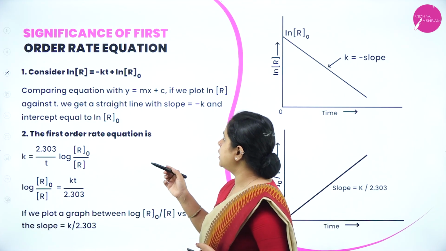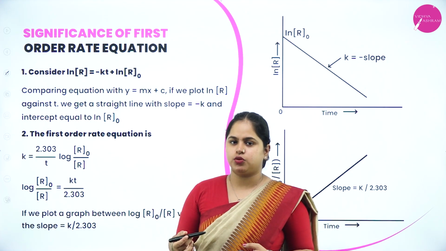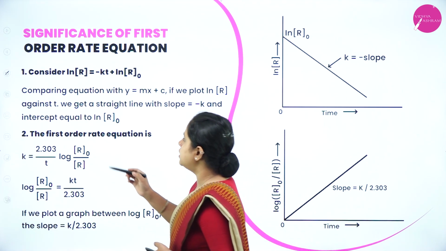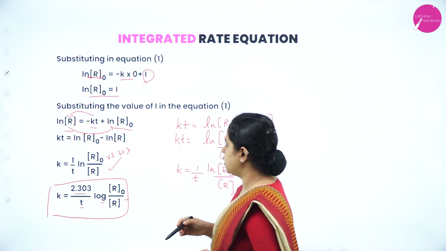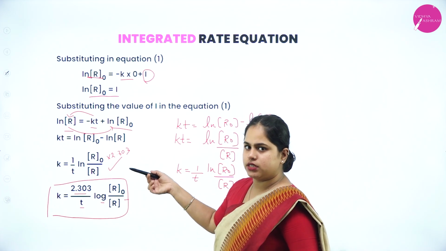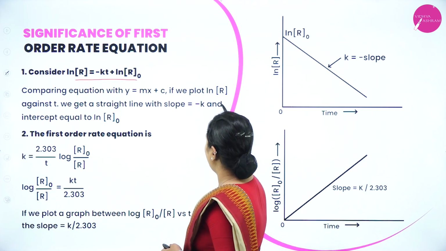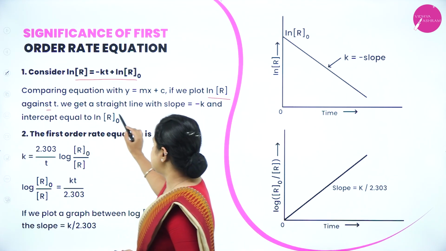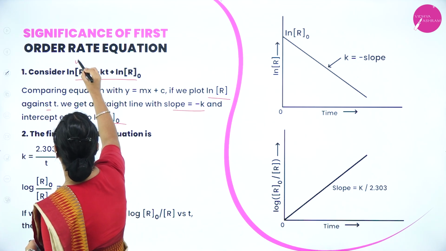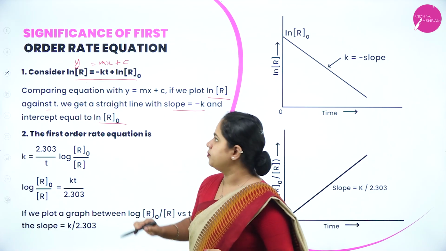Now moving on to the significance of the first order rate equation. That is, from the integrated rate equation, what are the concepts that we can understand? The first one: consider ln R is equal to minus kt plus ln R0, after substitution. Comparing this equation with y is equal to mx plus c, if we plot ln R against t, we get a straight line with slope minus k and intercept equal to ln R0. We are comparing this equation with y is equal to mx plus c. So in that case, y is what? ln R. And m is what?